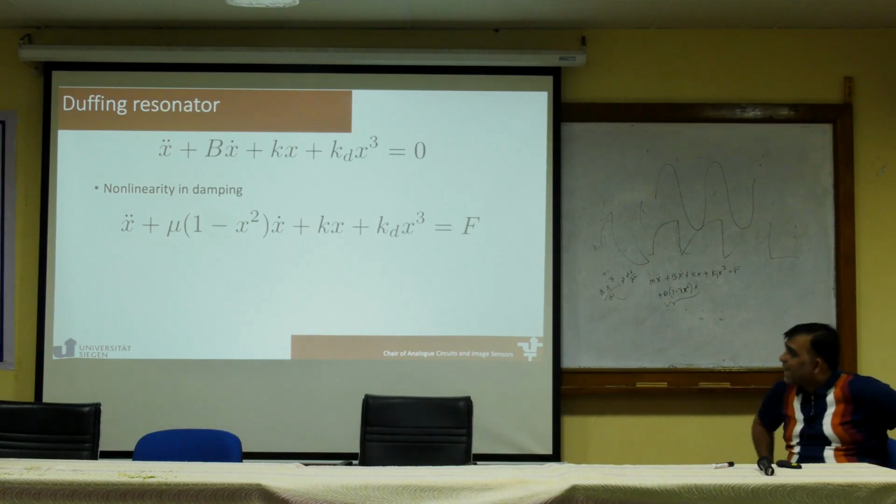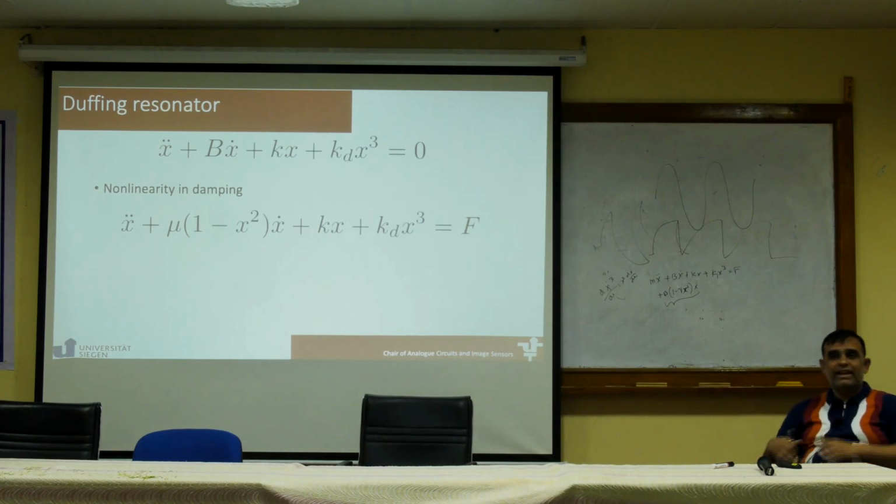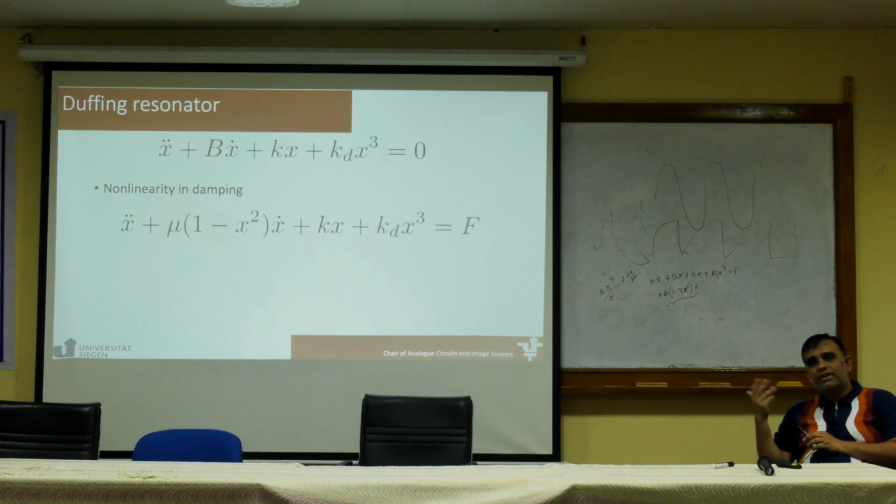Similarly, as I said, you could have nonlinearity in damping, and that would lead to a van der Pol type of relationship. Despite 100 years of nonlinearity work, we are still barely understanding nonlinear systems. So both of these systems can go chaotic. What's a chaotic system? How do we mathematically define a system to be chaotic?